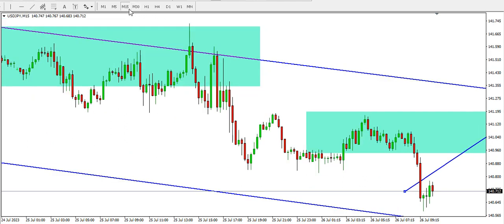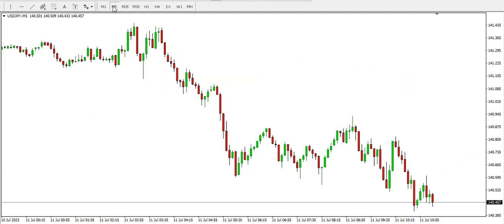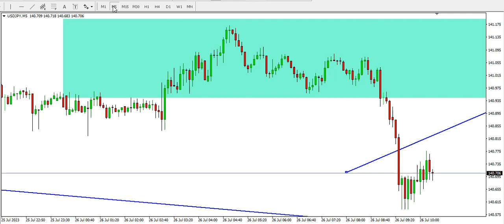The 15 minutes time frame is also bearish, as you have high, low, lower high, lower low, lower high, lower low, lower high, lower low. So the 15 minutes time frame is bearish. You might want to look for selling opportunities for USDJPY. You might want to consider selling USDJPY for now.